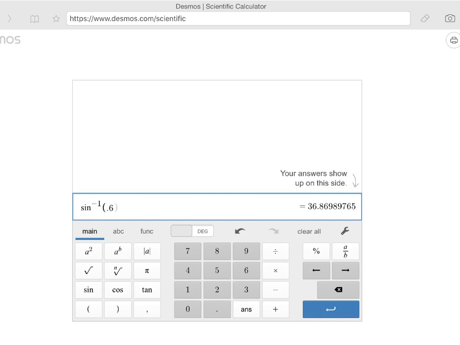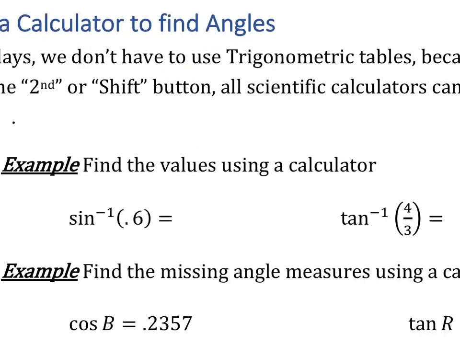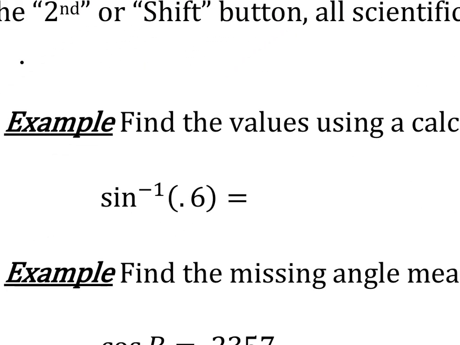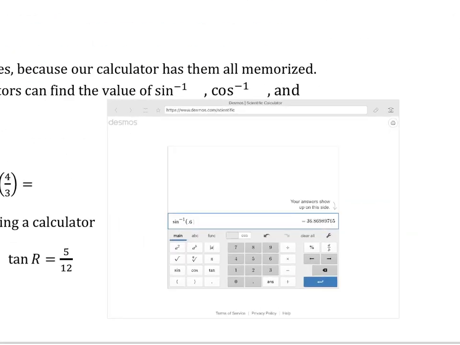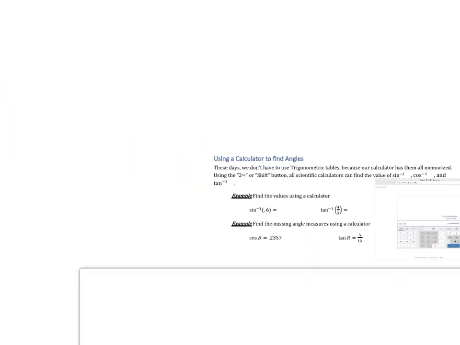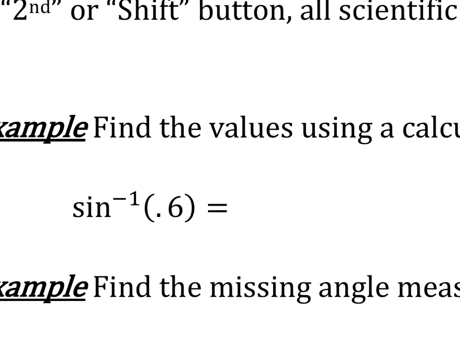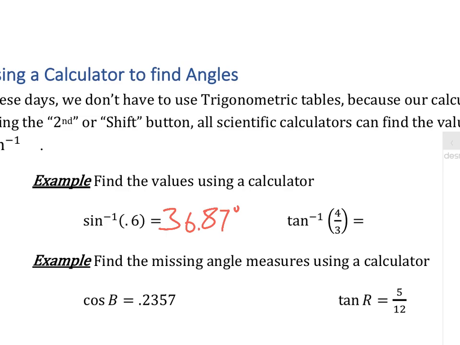And it comes out to be 36.869896765. We said it was 37 when we looked at the table, but it's closer to 36.87. Now that's a lot more accurate, all right? So we can do some rocket science with this stuff now.